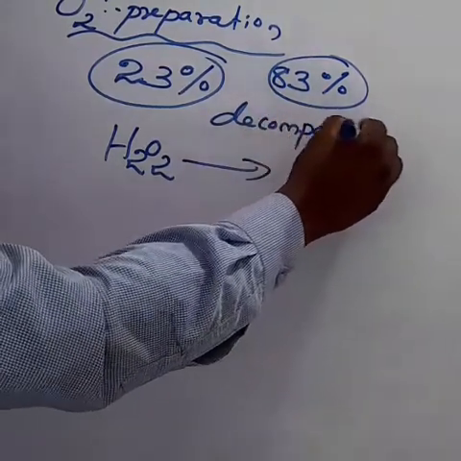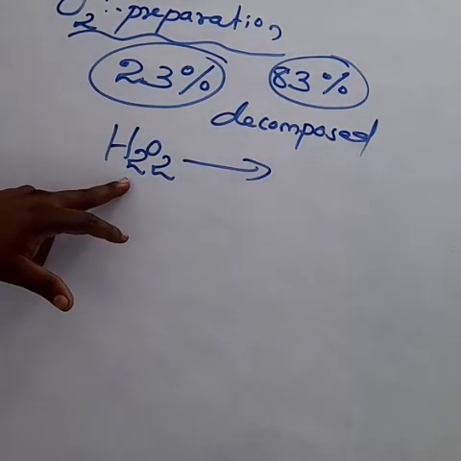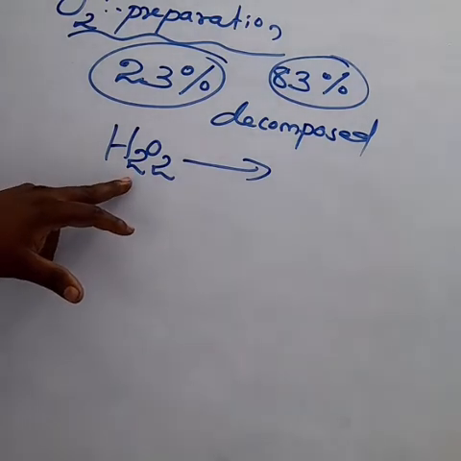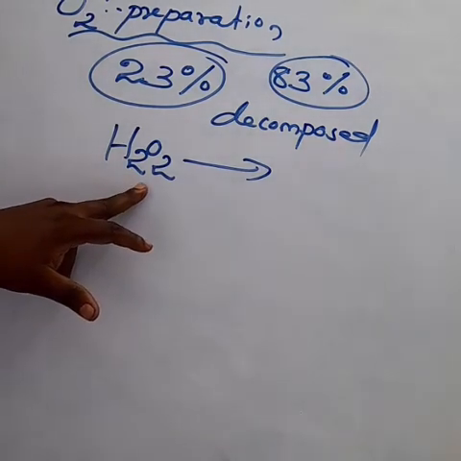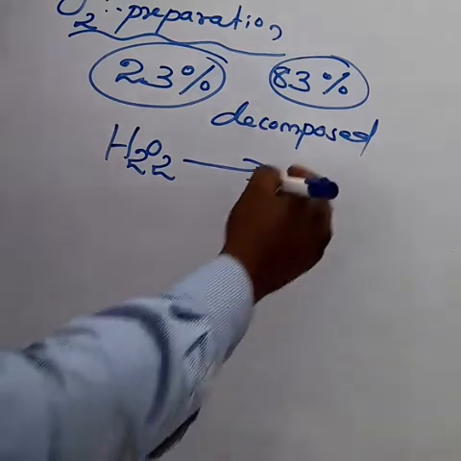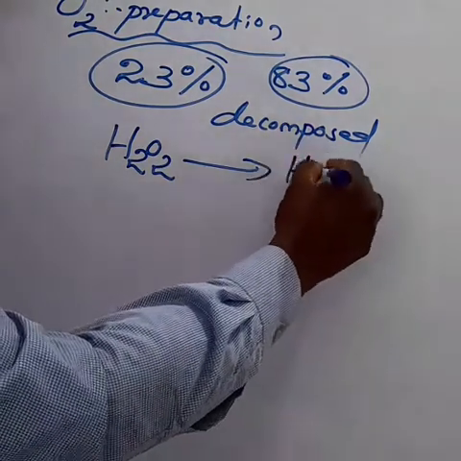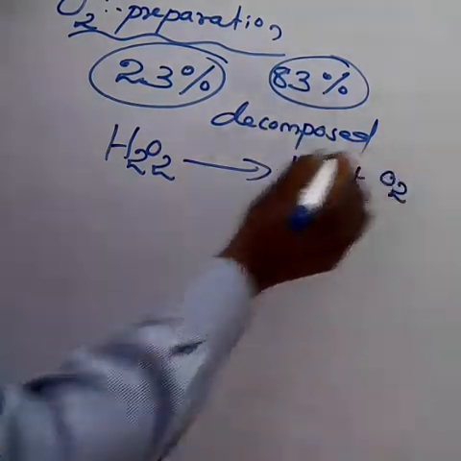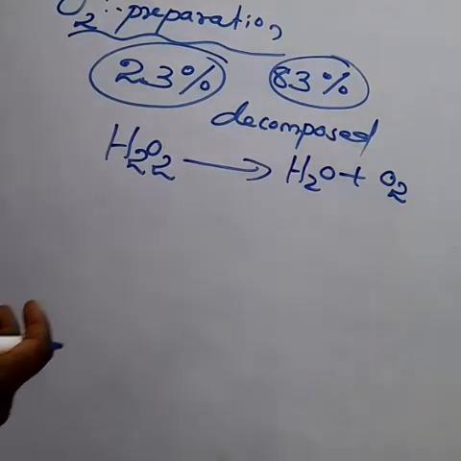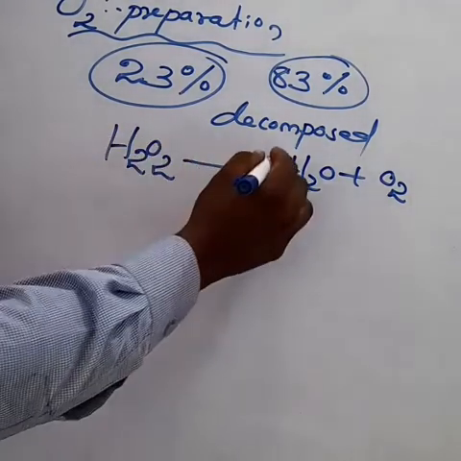What is the formula of hydrogen peroxide? H2O2. This undergoes decomposition. We get water molecules and oxygen. We have to balance the equation: 2 water molecules, so make it 2 hydrogen peroxide.